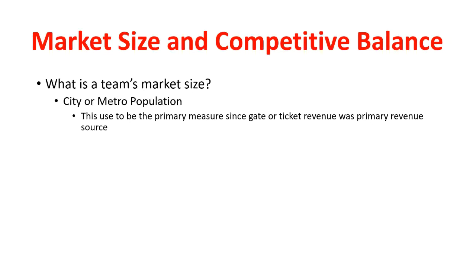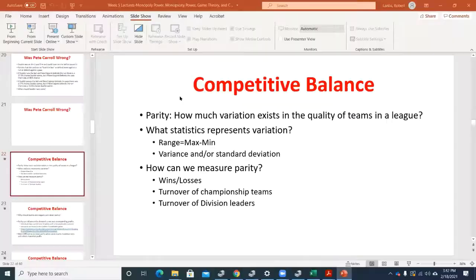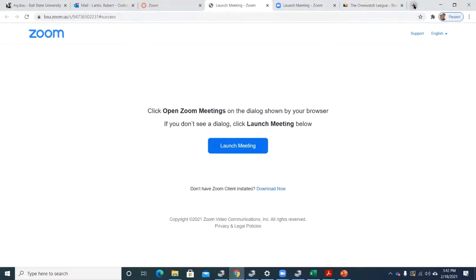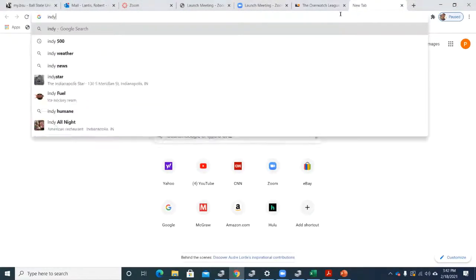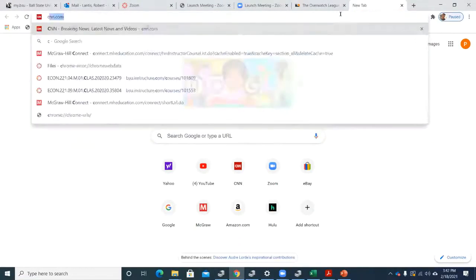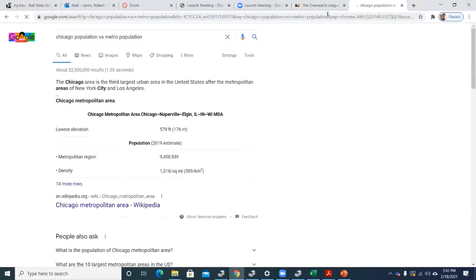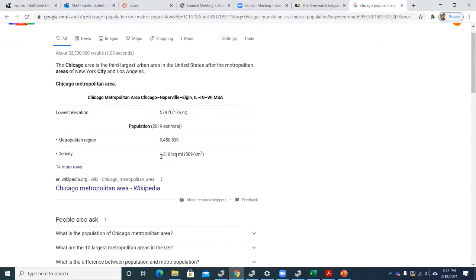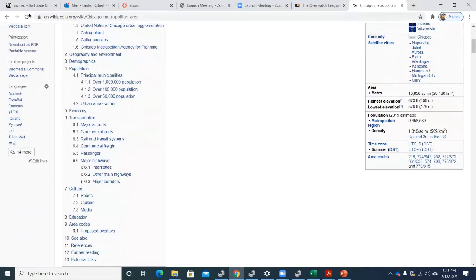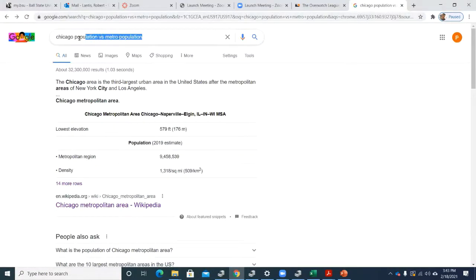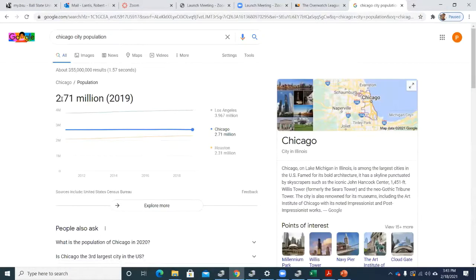I think we could probably Google it right now. Let's use a bigger city, like Chicago. Chicago population versus metro population. So, all right, if we get an estimate, there's about 9 million people in the metro area. Should we use Wikipedia? Probably not, but this is just the Chicago metropolitan area. So we got 9 million people in the metro. Chicago city population: only about 2.7 million in the actual city, right? So there are extreme differences in those two things sometimes.